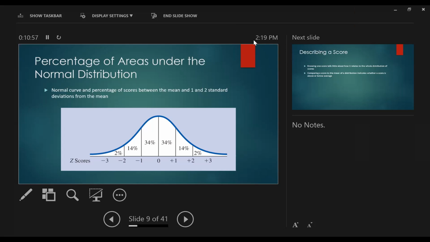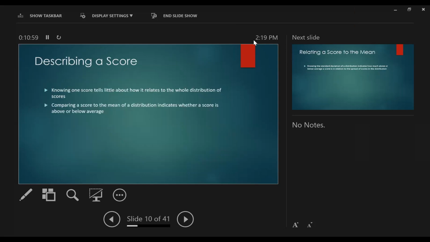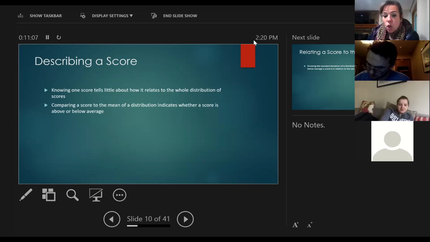Let's keep going. All right, so how do we describe a score? Knowing one score tells us very little about how it relates to a whole distribution of scores. Let me give you an example. You have a friend who just had a baby. Baby is 6 months old, and they tell you he is 23 inches.